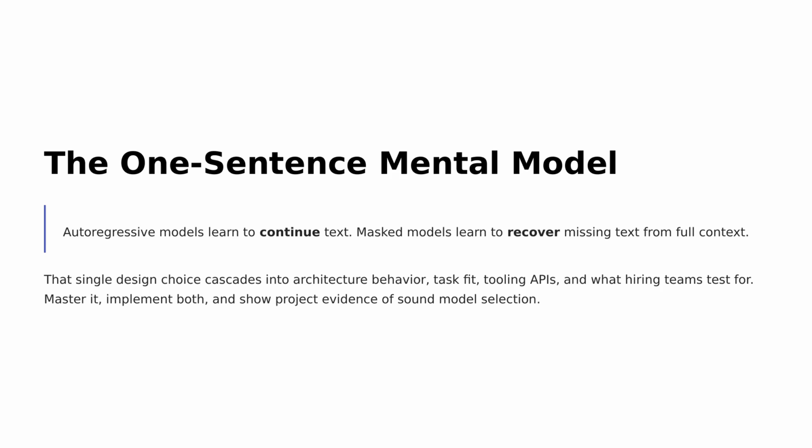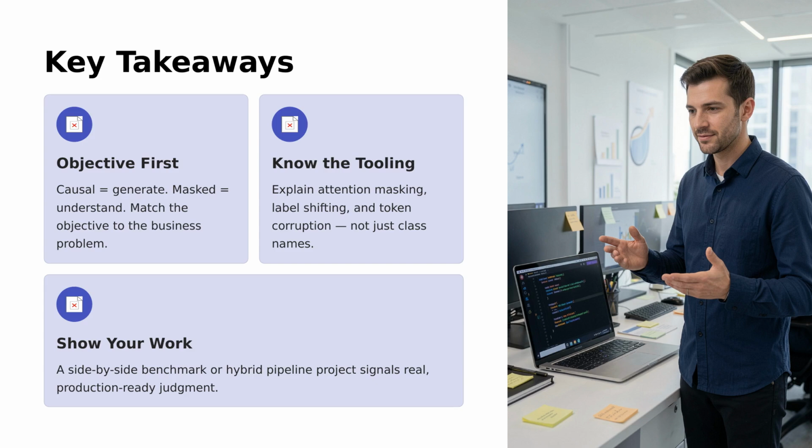Here's the core mental model to remember. Autoregressive models are trained to keep continuing text, while masked models are trained to fill in missing text using both left and right context. That one difference drives how the models behave, which tasks they're best at, the APIs and tools around them, and even what interviewers look for. If you can explain, build, and justify both, you're showing real model selection judgment.